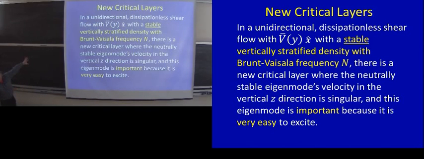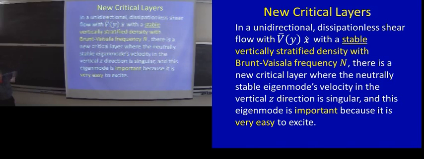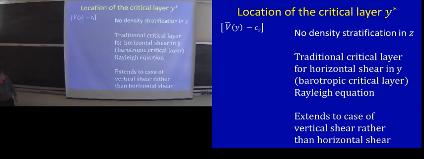We found a bunch of new critical layers that hadn't been seen before. These critical layers depend upon the Brunt-Väisälä frequency, so they're baroclinic because they depend upon the stratification, as opposed to the old-fashioned ones, which I'm calling barotropic because they didn't involve stratification at all. And these are going to be really important because they're going to be really easy to excite. In fact, to not excite them becomes a very difficult task.